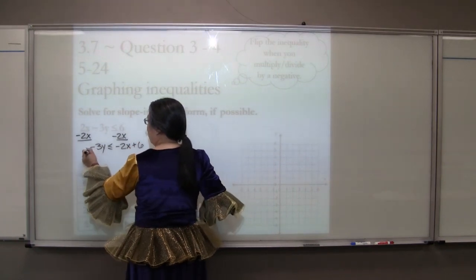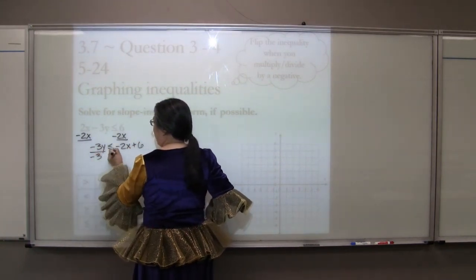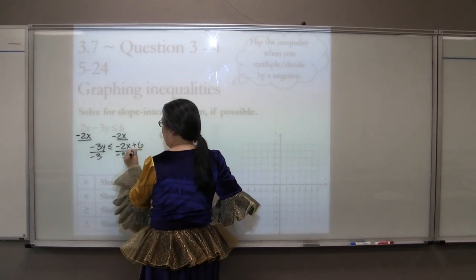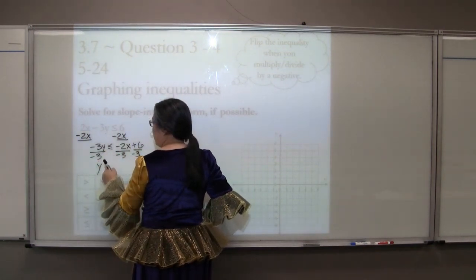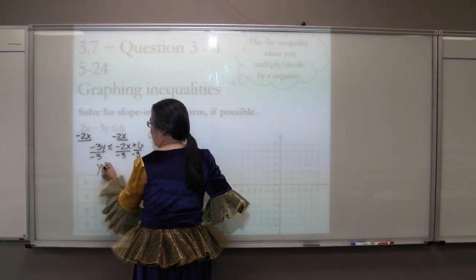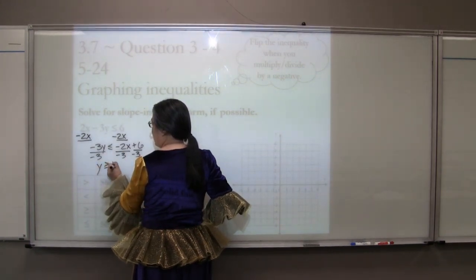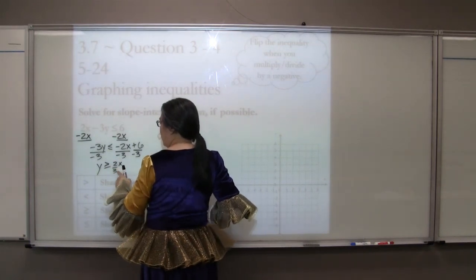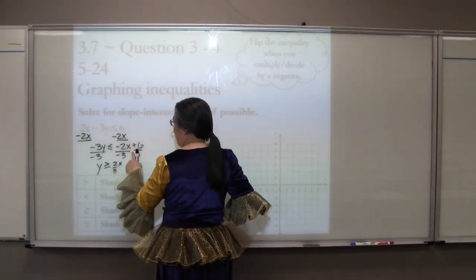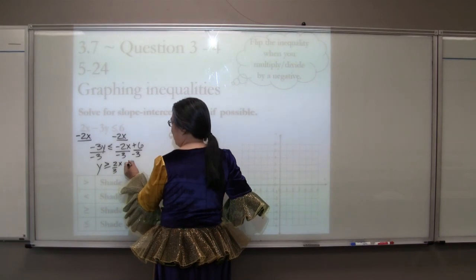Haha, we are going to have to divide by a negative. Thus our evil plan. You're going to get y is, we're going to have to flip that sign to greater than or equal to. Negative and negative is positive 2/3. The x can go in the numerator or it can go afterwards. It just cannot go in the denominator. Positive and negative is negative. 6 divided by 3 is 2.